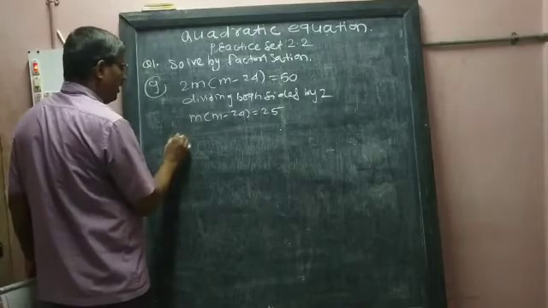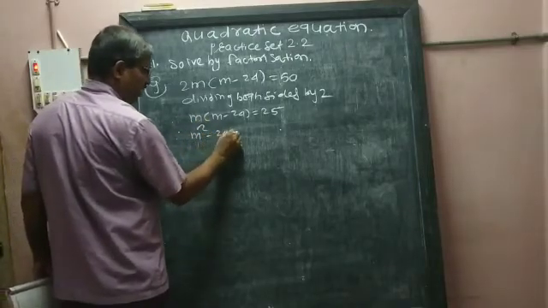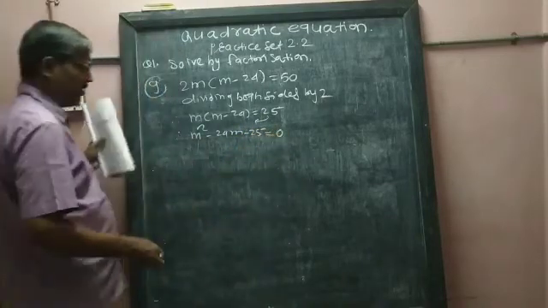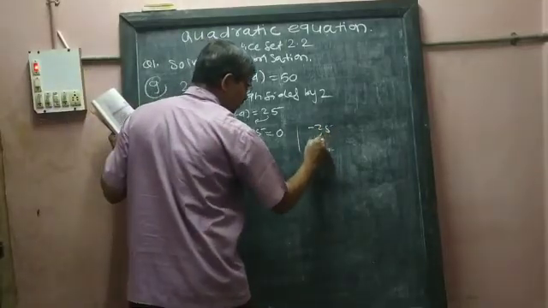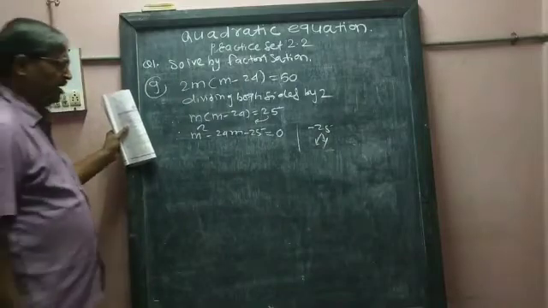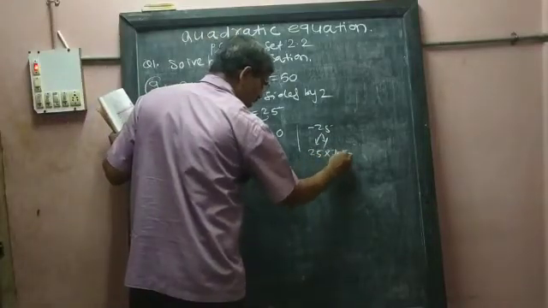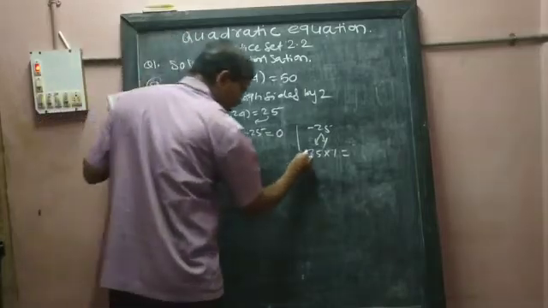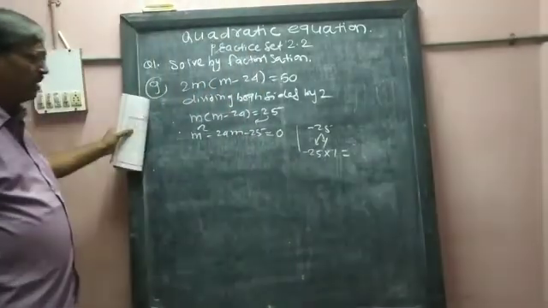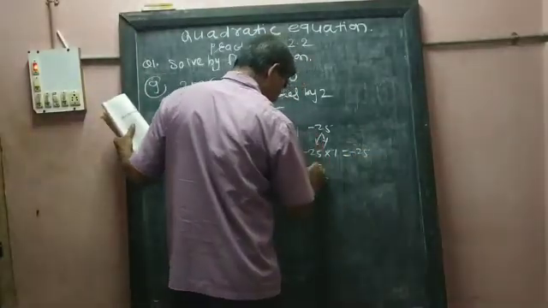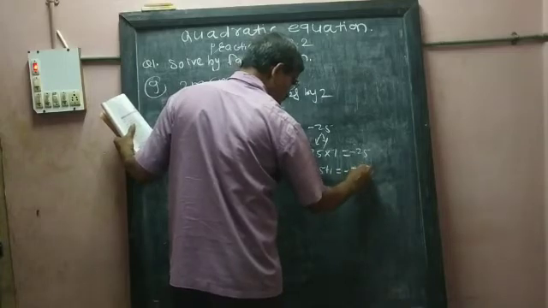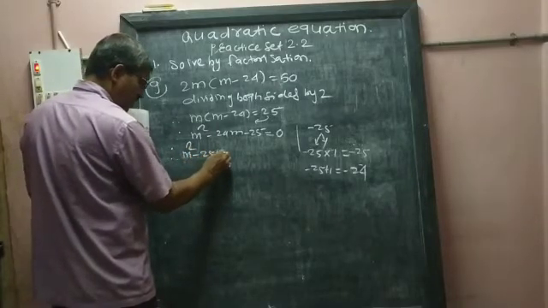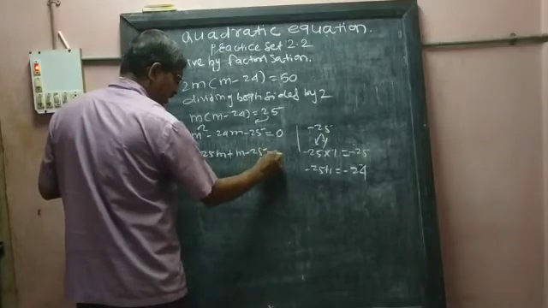Now m square minus 24m, and this 25 will come to this side: minus 25 is equal to 0. Here you should split this minus 25 such that the product is negative 25 and, in the middle term, you want a negative sign, therefore I give the negative sign to the greatest number. So here you get minus 25 plus 1 is equal to minus 24. Thus we write m square minus 25m plus m minus 25 is equal to 0.